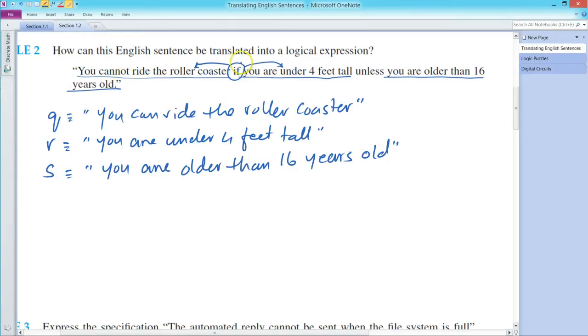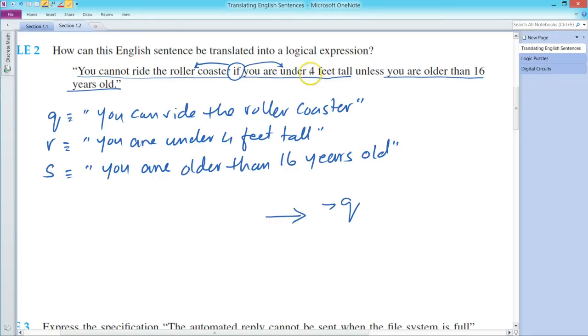So this if word over here indicates that this is a conditional statement, and the left part is the consequence. The left part is the negation of Q actually. So we can say that we have a conditional statement with the consequence of not Q. Okay? Now let's see how we can build this conditional statement and build the left hand side of the conditional statement.